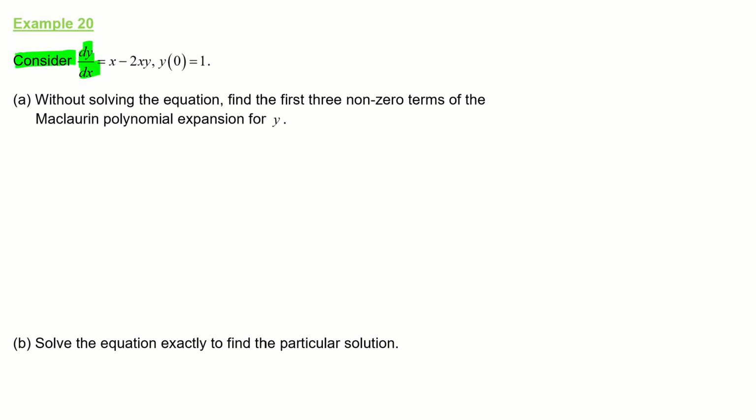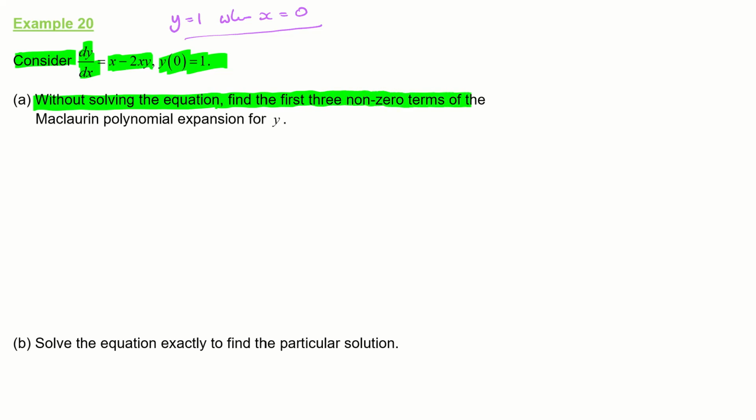Consider dy/dx equals x minus 2xy, with y of 0 equal to 1. Remember that means y equals 1 when x equals 0. So, we'll come back to that. Without solving the equation, find the first three non-zero terms of the Maclaurin polynomial expansion for y.